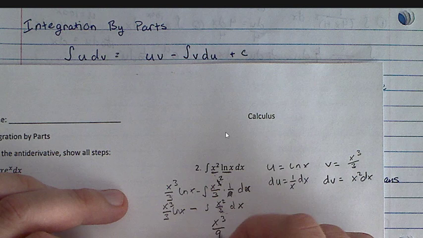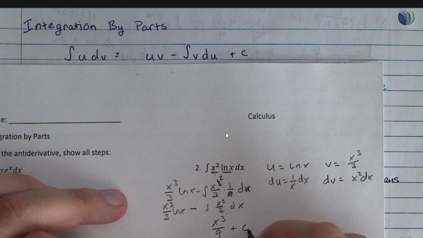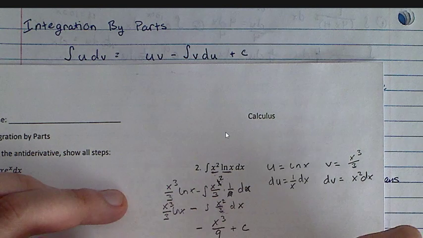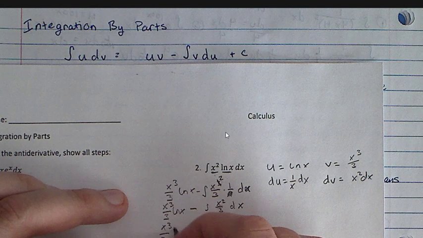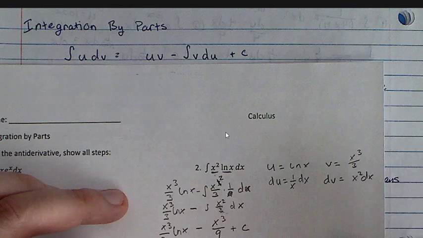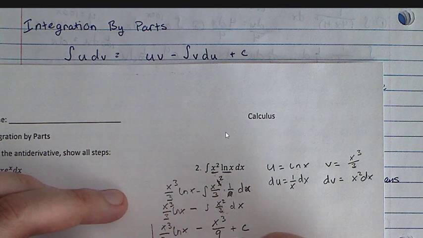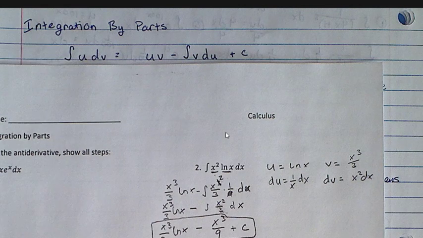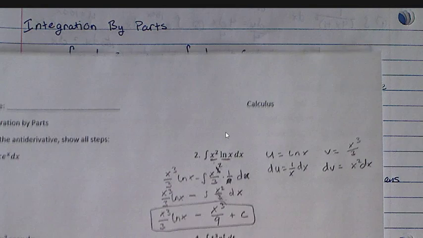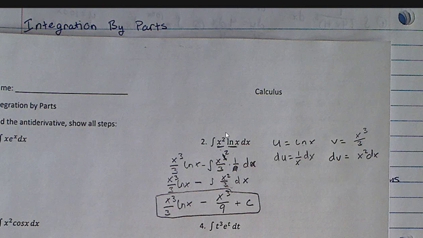And then add a plus c at the end, because I haven't added a plus c yet. And then x to the third over 3 ln x. And there's my antiderivative of the whole shebang. That's it. That's the answer.